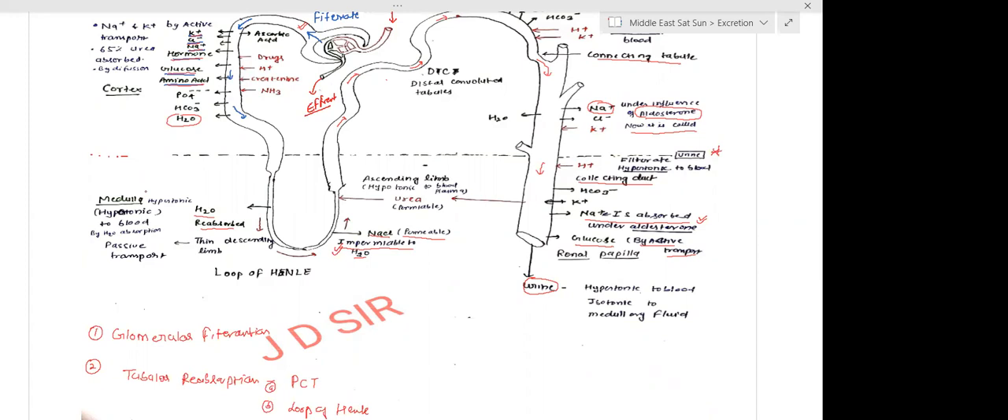About 65% of filtrate is normally absorbed at PCT, normally at PCT before reaching the loop of Henle.